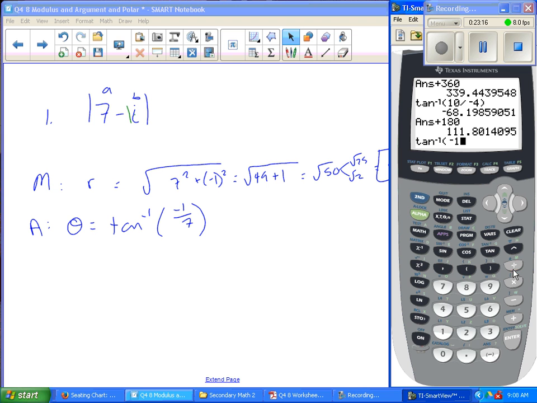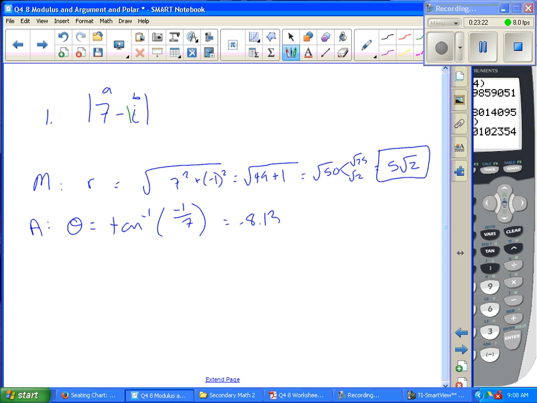So negative 1 divided by 7. Okay, so that negative 8.13 that a lot of you guys got, you have to know the quadrant because this isn't the angle that we need. We have to then convert it to the correct quadrant.